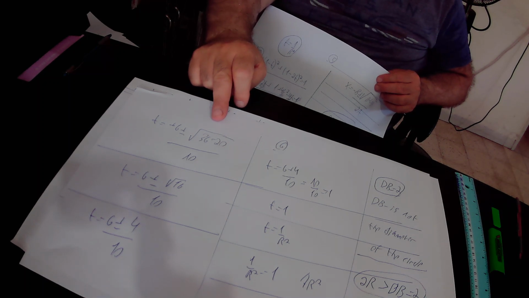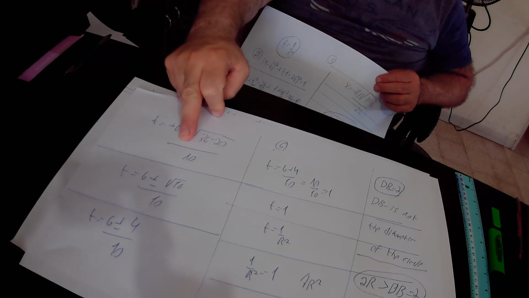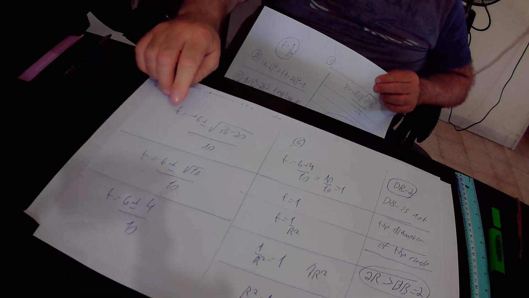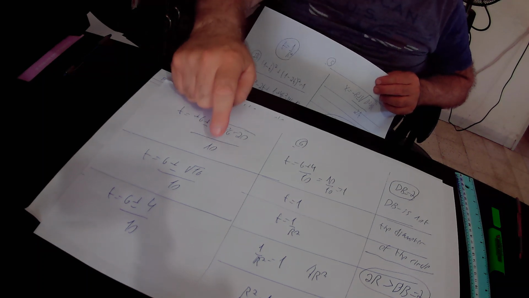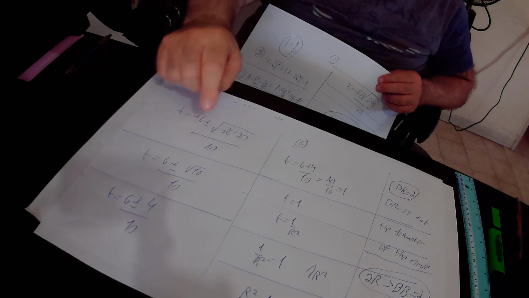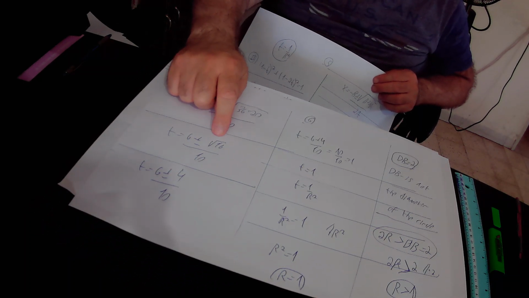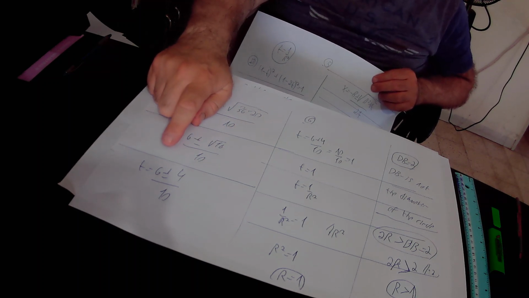So in total, inside the root, we have 36 minus 20, divided by 2a. A is 5, so 2 times 5 is 10. So we found that t equals 6 plus or minus the square root of 36 minus 20, which is 16, divided by 10. So inside the root we are left with 16, and the square root of 16 is 4, divided by 10. So here we have two possible solutions for t.